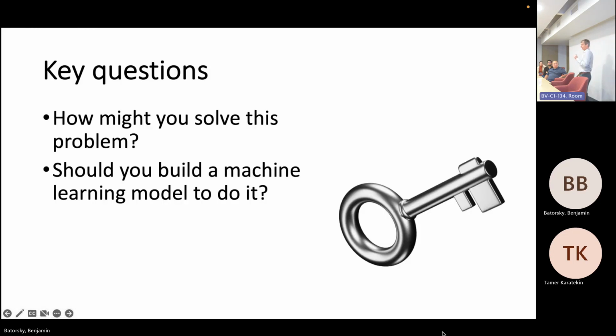So let me ask my question. Anybody want to take a crack? Would you build a machine learning model? How do you tackle this problem?